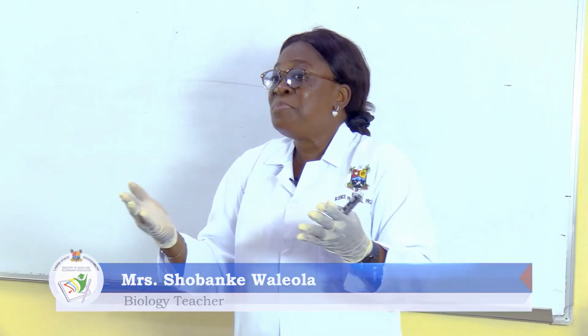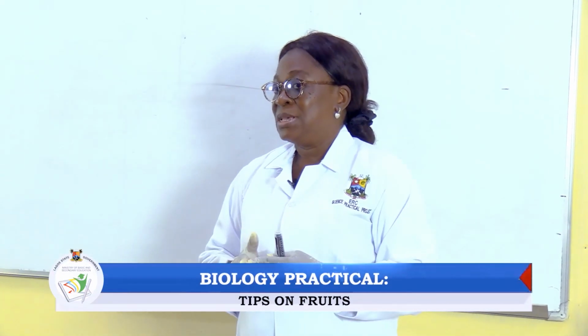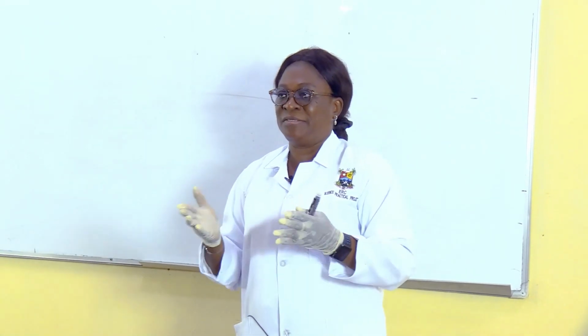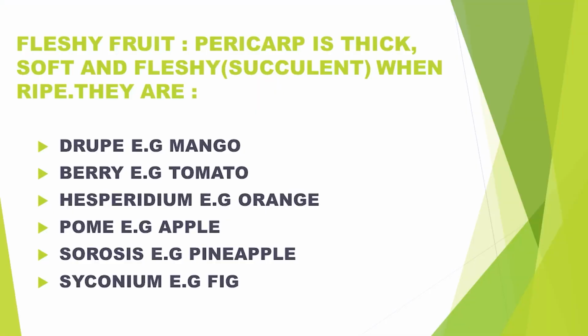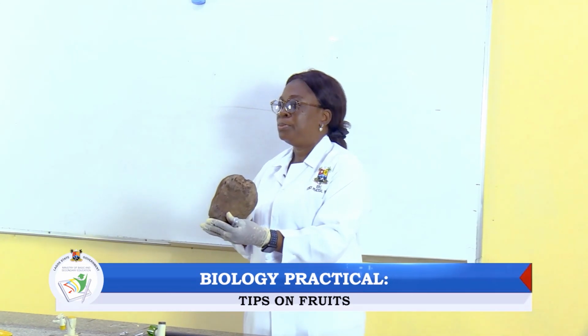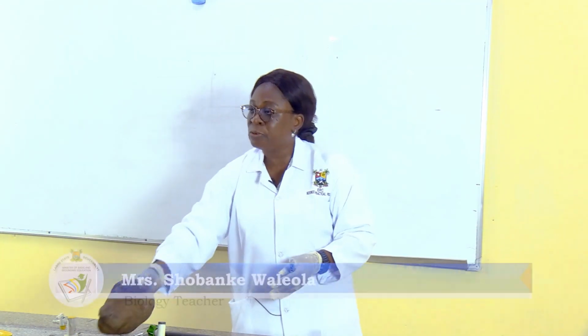Now, fleshy fruits. From the word fleshy, it means the fruit is soft, it is succulent, it has juice within it. So fleshy fruits, they have pericarp that is thick, soft, and fleshy or succulent when they are ripe. These are the drupe. Example is our mango. Example of another drupe that we have here is the coconut. The coconut is a drupe. It is a fleshy fruit.